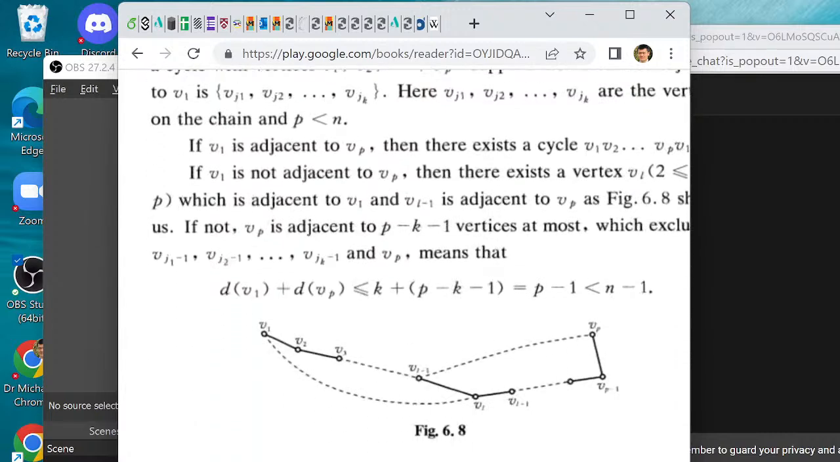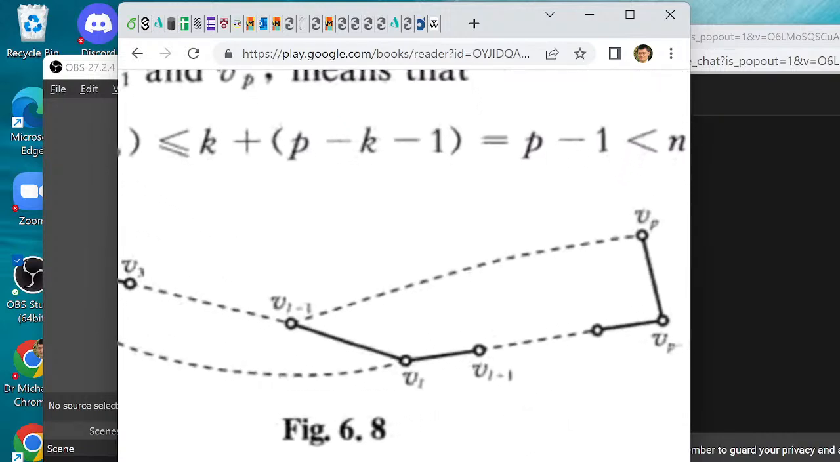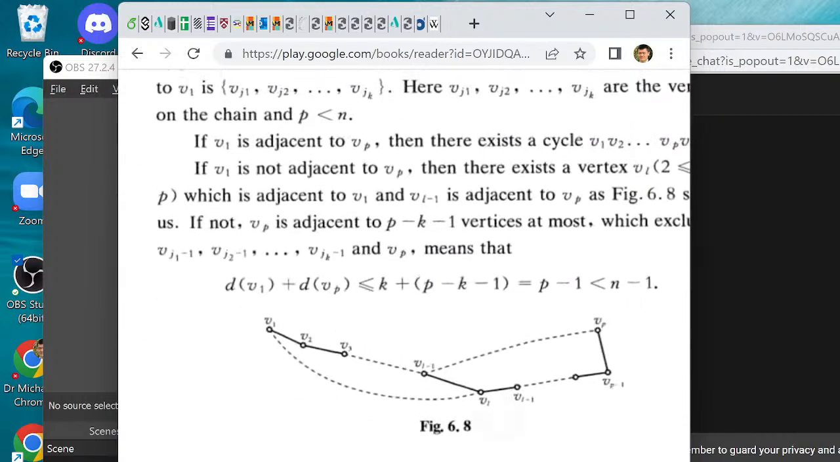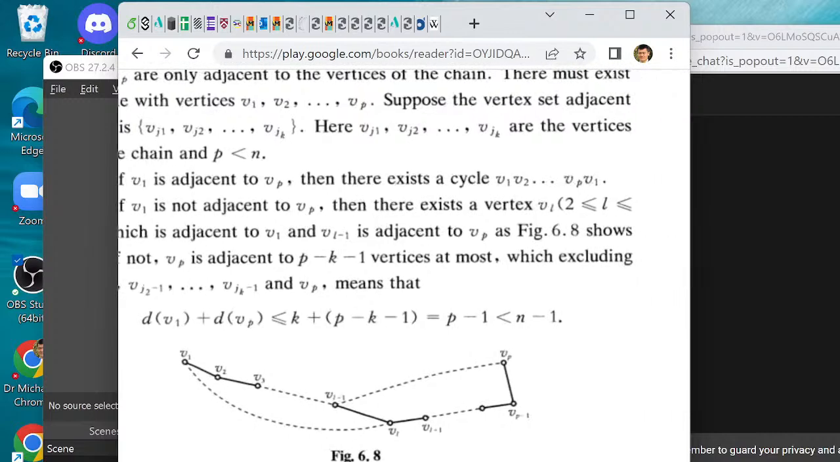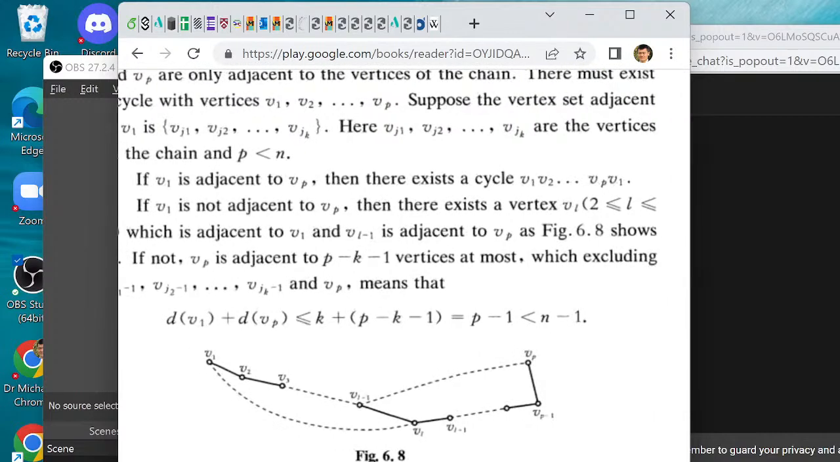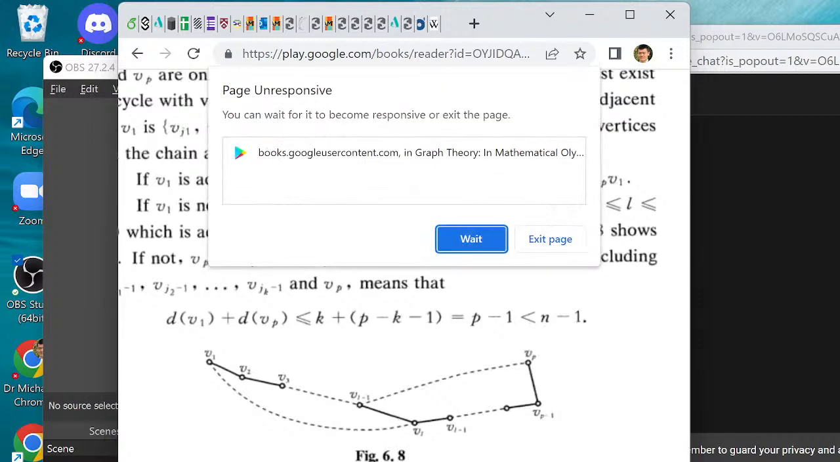Okay, so where's the J1 in that picture? It's not in this picture. Yeah, so V1's connected to, well, it's connected to at least V2 and possibly other stuff on the chain.